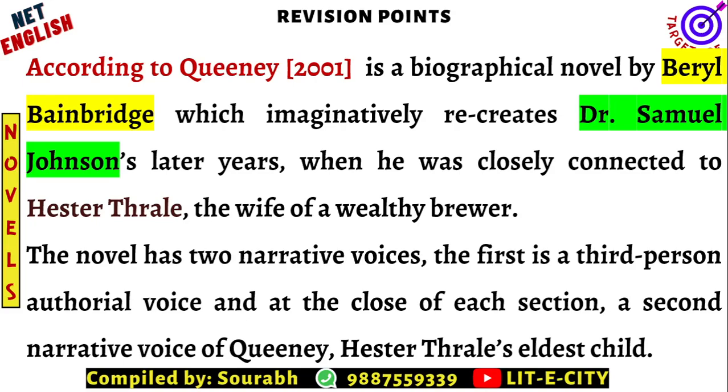According to Queenie, published in 2001, is a biographical novel by Beryl Bainbridge, which imaginatively recreates Dr. Samuel Johnson's later years, when he was closely connected to Hester Thrall, the wife of a wealthy brewer. The novel has two narrative voices. The first is a third person authorial voice which tells the story, and at the close of each section, a second narrative voice of Queenie, who is Hester Thrall's eldest child. Her voice is heard, her point of view is presented.